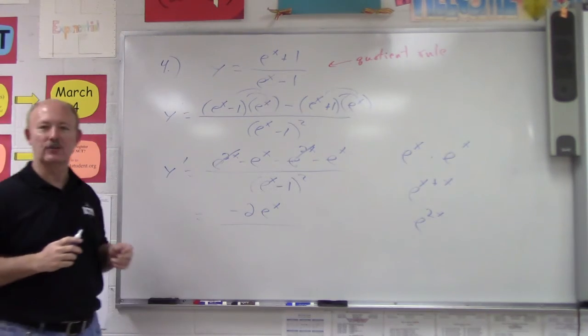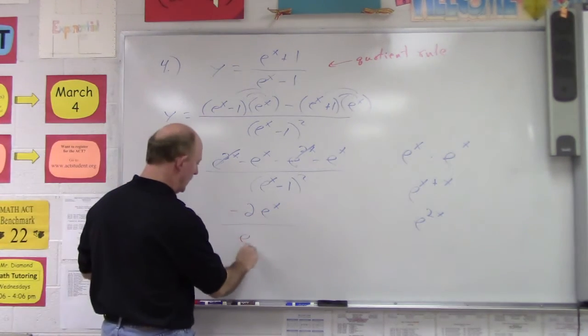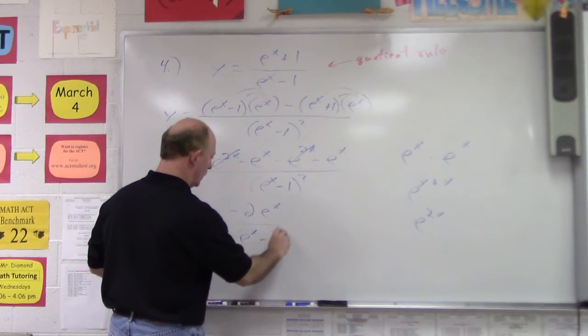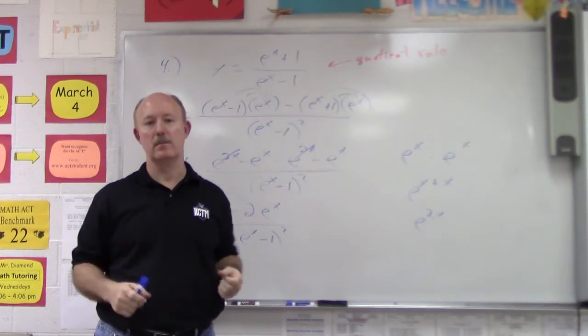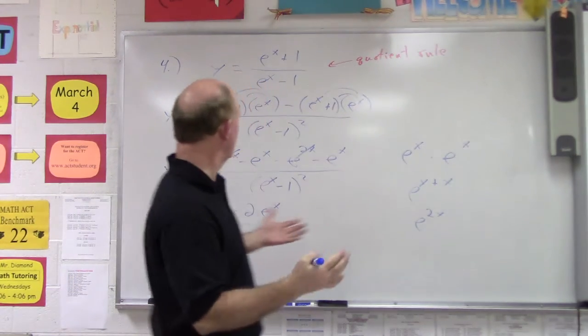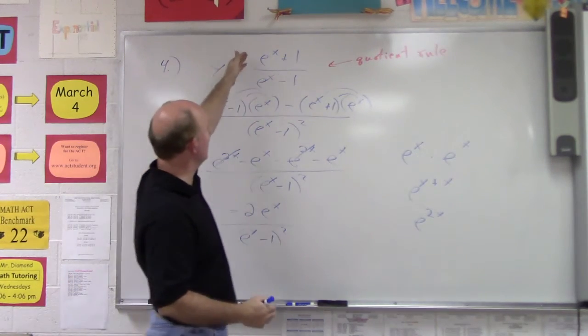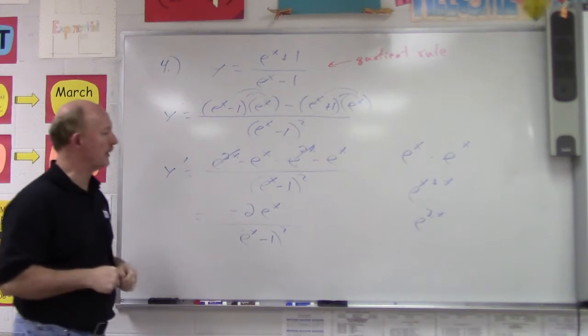So the 2e to the x's we can add together, and this is going to leave us with e to the x minus 1 quantity squared. That's our derivative now in the simplest form. Okay. So that wasn't too bad. So just y equals e to the x plus 1 over e to the x minus 1.